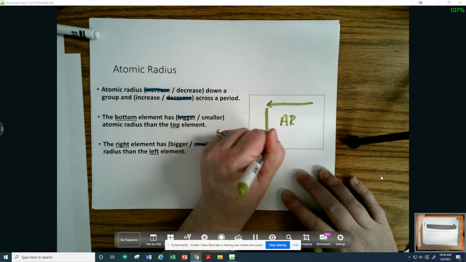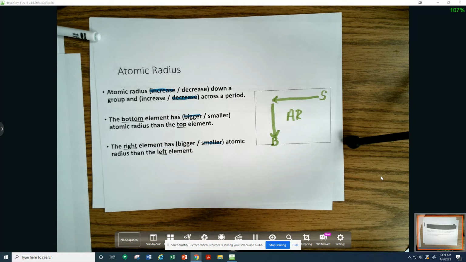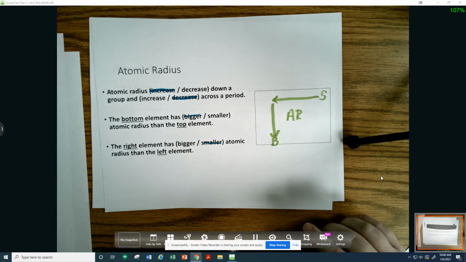So this is where you're going to find something that's large versus small. Francium is in the bottom left corner. That's going to be the largest element compared to helium, which is in the upper right corner.